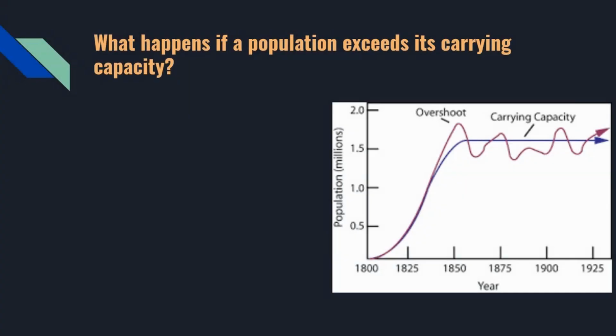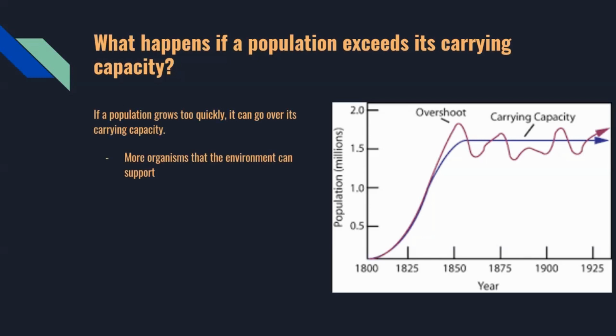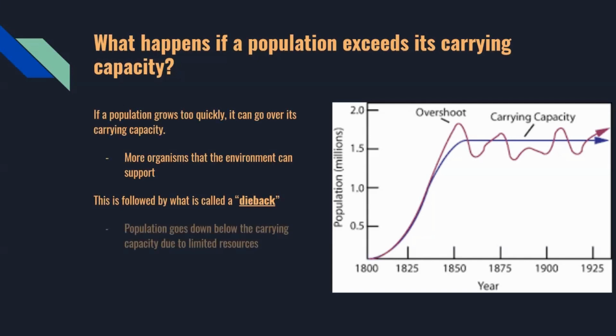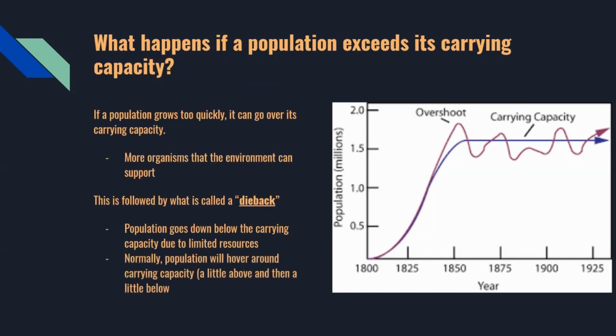Now, the question is, what happens if a population goes over its carrying capacity? More often than not, population will grow very quickly and it can go over its carrying capacity. That means that there are more organisms than the environment can support. And what's going to happen next is what we call a dieback. There won't be enough resources for the organisms, and so they will drop down. At first, they overshoot their carrying capacity, and then the dieback is when the organisms start to die off.